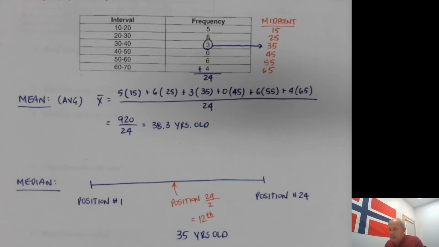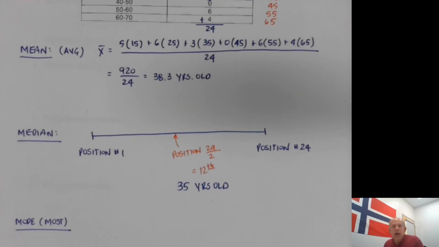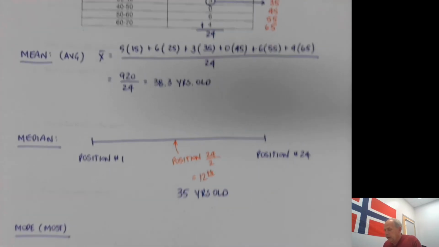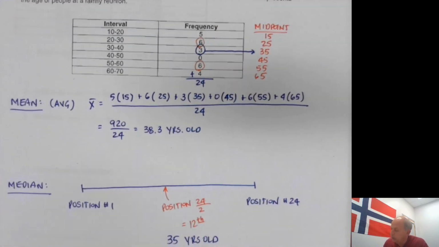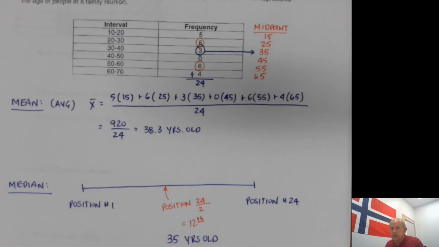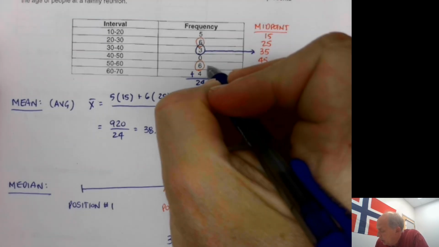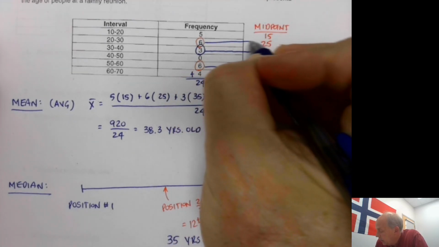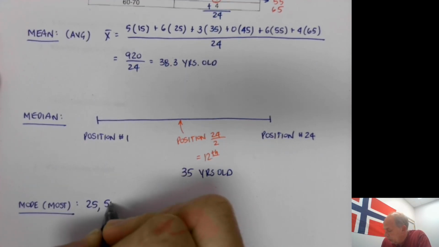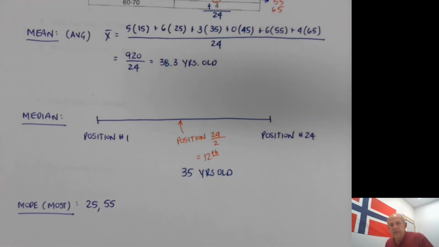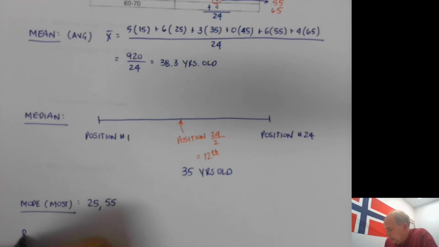To find my mode, the most, I'm going to find the most crowded interval. I have 6 people and 6 people, so those are my 2 most crowded intervals. I can have 2 modes, 55 and 25. So the most people in that family reunion are going to be 25 or 55 using the midpoint.